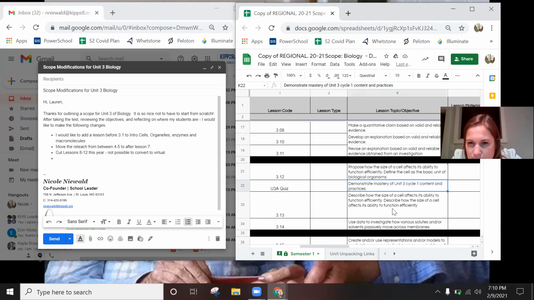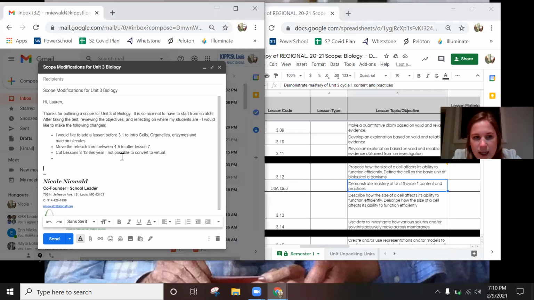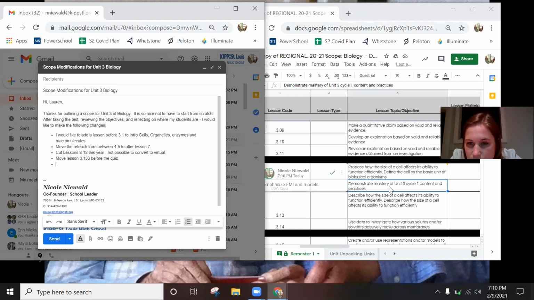Let's keep going. The size of a cell affects its ability to function efficiently. Describe the cell. Okay. So this seems like it should go before the quiz. So I'm gonna say move lesson 3.13 before the quiz. All right, keep it moving.